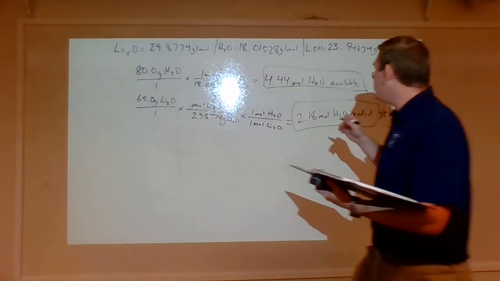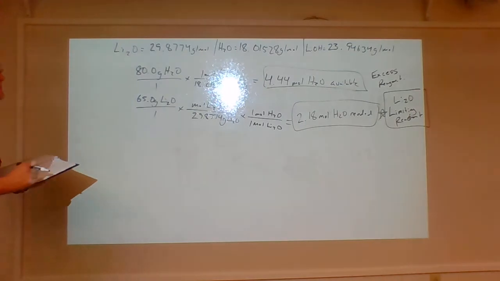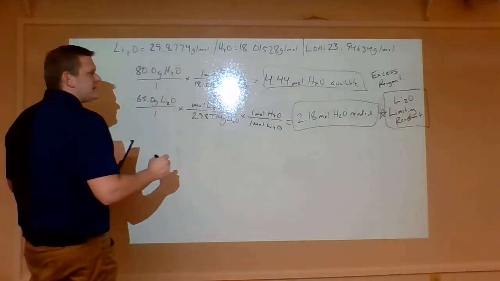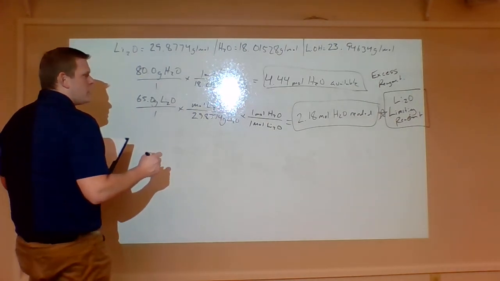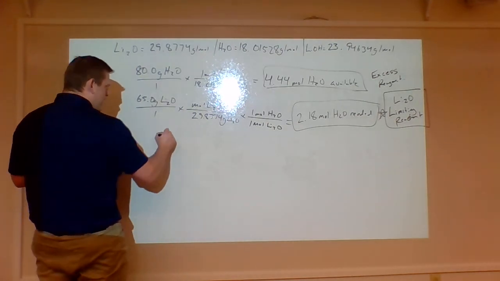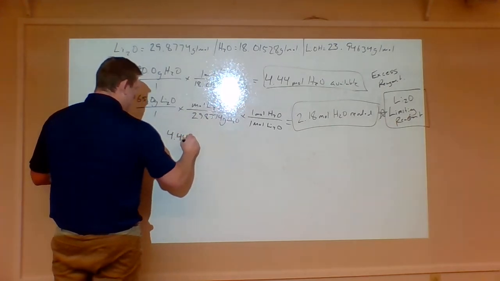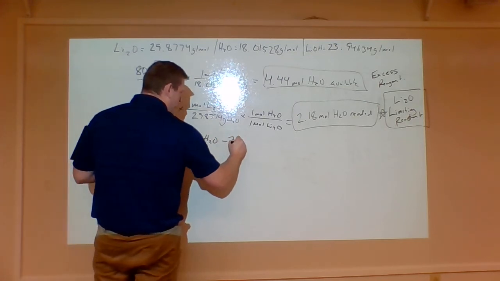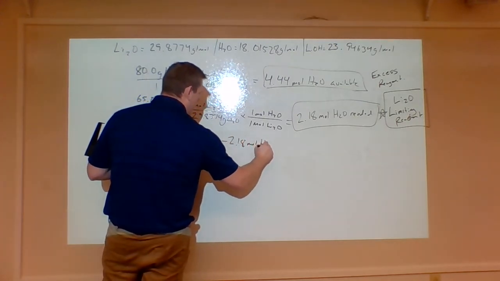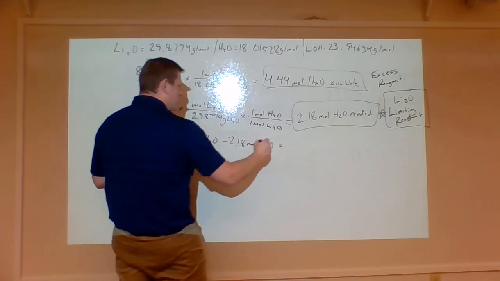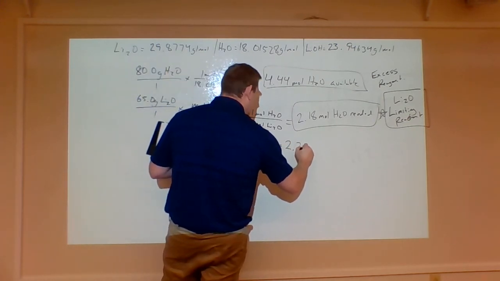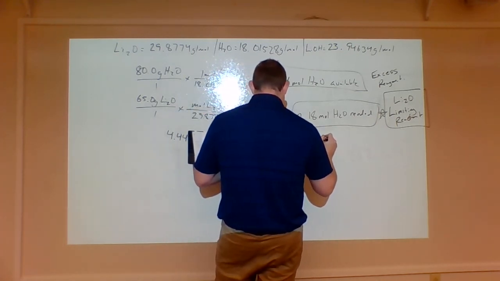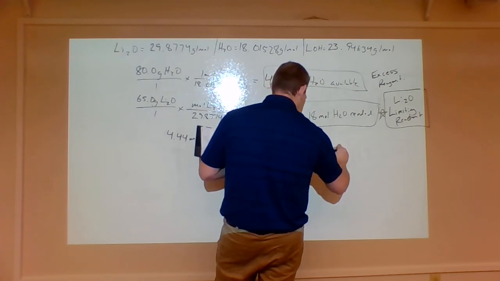Okay? If we want to determine now how much of the excess is remaining, we subtract these two values from each other. So we do our excess number of moles minus our limiting number of moles. So 4.44 moles of H2O minus 2.18 moles of H2O is equal to 2.26 moles of H2O excess.